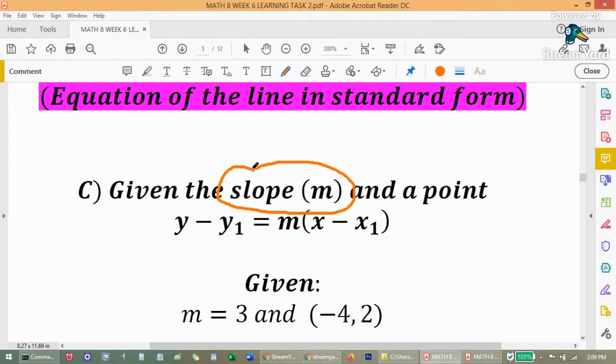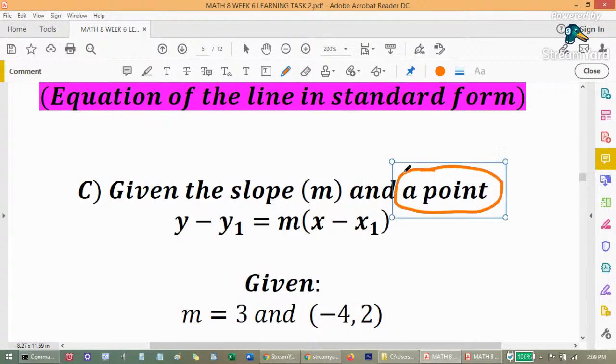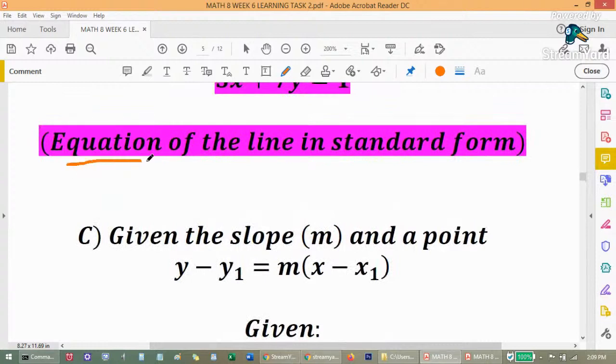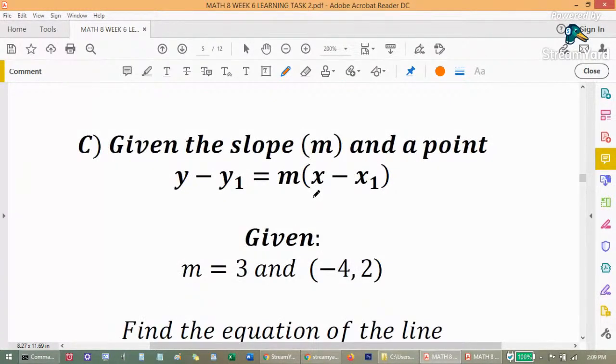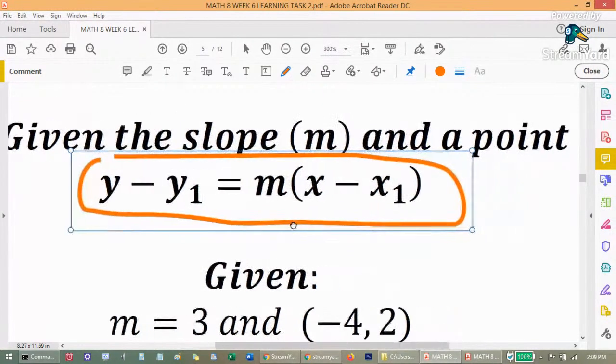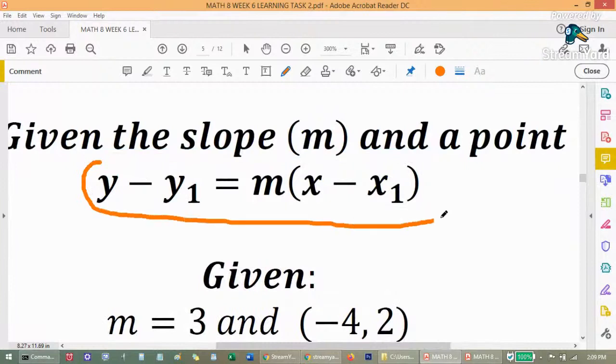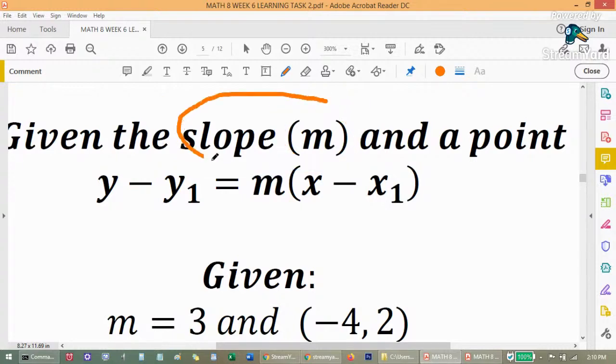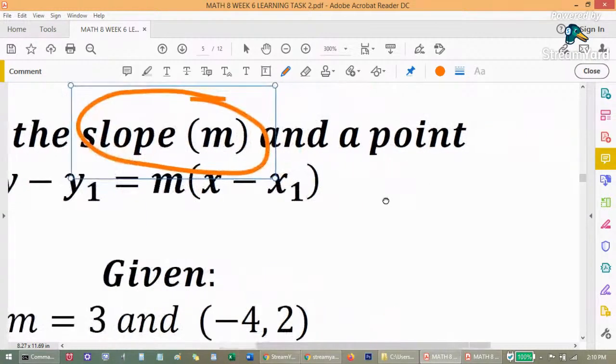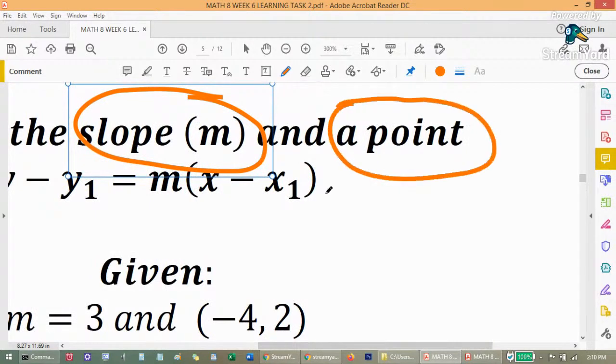Bibigyan tayo ng isang slope at isang point. Ano daw yung equation of the line? So, take this down, i-note nyo to, itong formula na to. Ito ang formula na gagamitin kapag binigyan tayo ng isang slope M, at isang point.